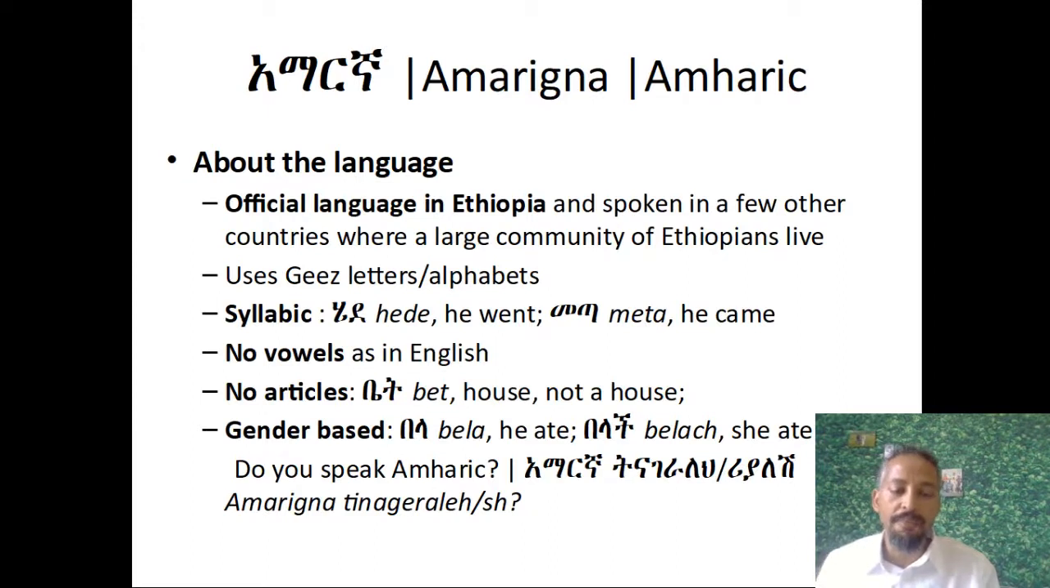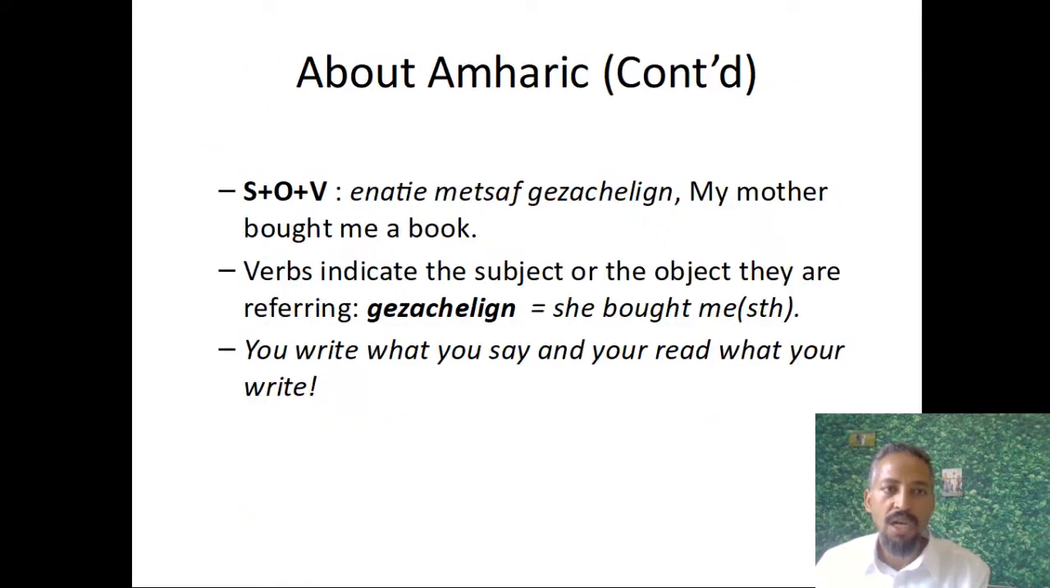So Amharic is a gender-based language, and the structure is a little bit different from English. English works as subject, verb, and object. So the subject comes, and then the verb, and then the object. But in Amharic, the subject comes first, as it is in English too, but next to the subject, what comes is not the verb; it is the object.